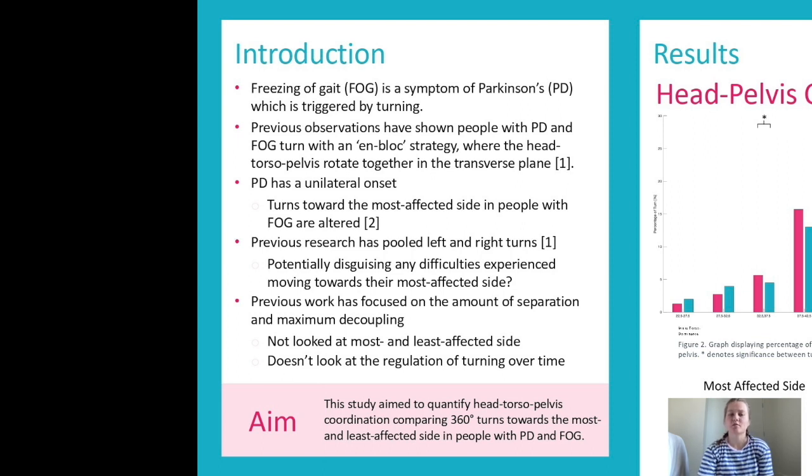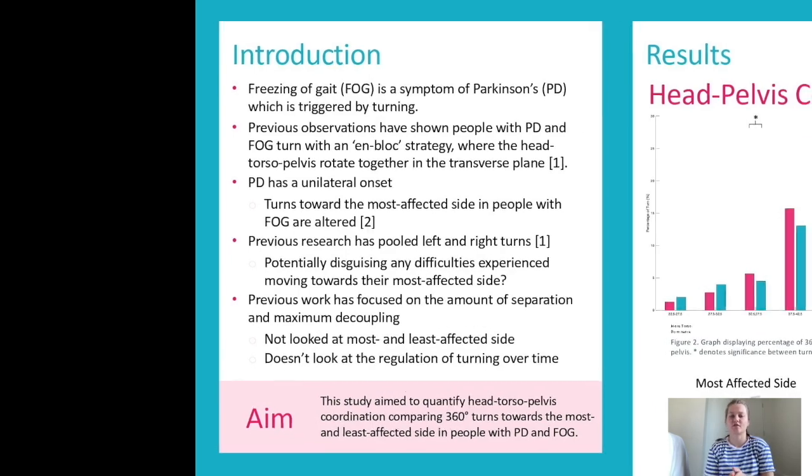It's been shown that people with freezing of gait turn with an en-bloc strategy, where the head, the torso and the pelvis rotate in line in the transverse plane. This differs from typical turning strategies, which tend to follow a more top-down rotation pattern where the head leads, followed by the torso and the pelvis. However, previous research has pooled left and right turns together, which may disguise any difficulties experienced while turning towards the most affected side, as people with Parkinson's often have a unilateral onset.